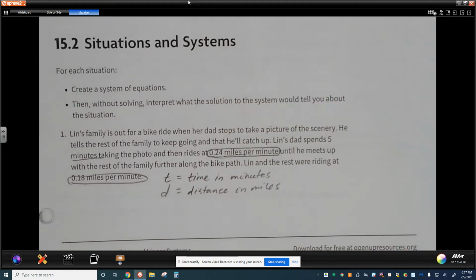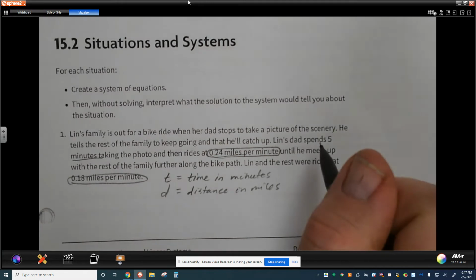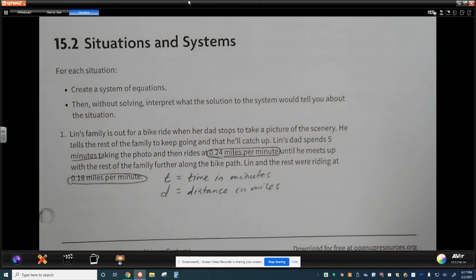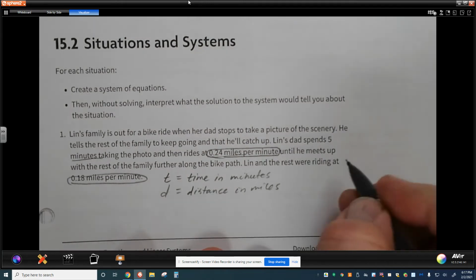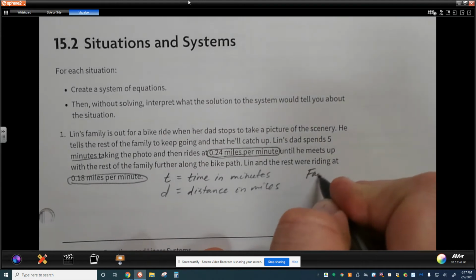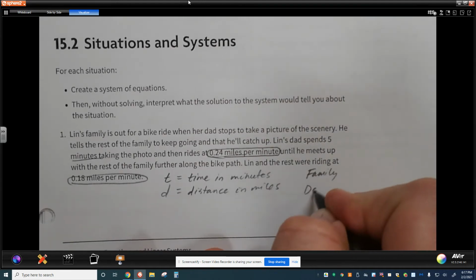Now what happens with this is now I can write two different equations. We have two different scenarios here. We have dad who has stopped and waited, and then we have the rest of the family that's continued on. But we have to consider something about these two situations. First off, dad spent 5 minutes waiting. That gave the rest of the family 5 extra minutes to work. So let's talk about the family first, and then let's talk about dad.